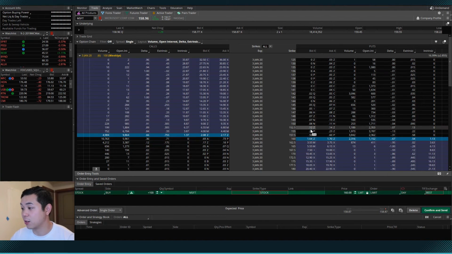So if I were to hold 100 of these sold puts, and then I was to get assigned on all of them and it would just take my account out of control, then TD Ameritrade would come in and immediately liquidate my position as soon as it got assigned.